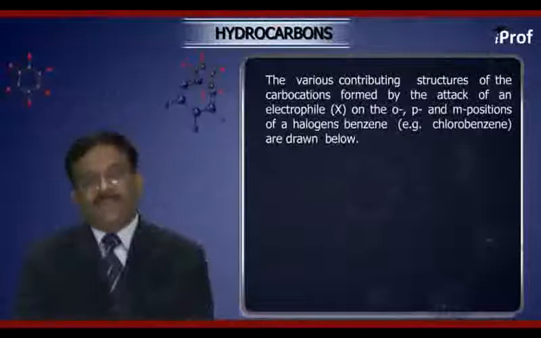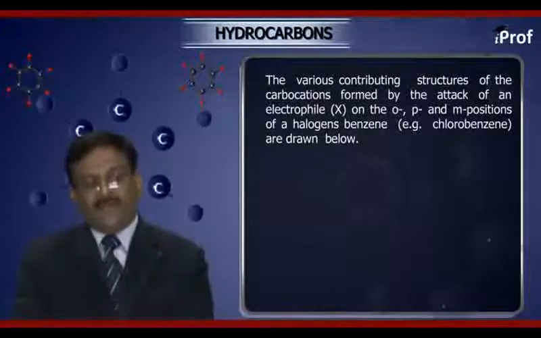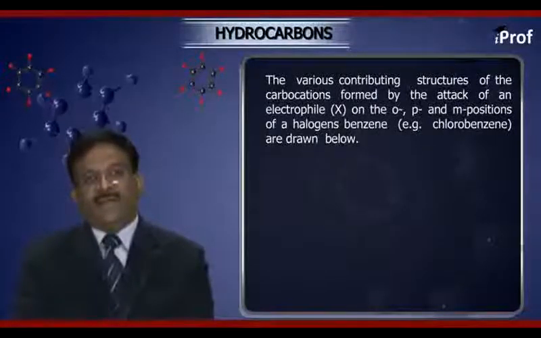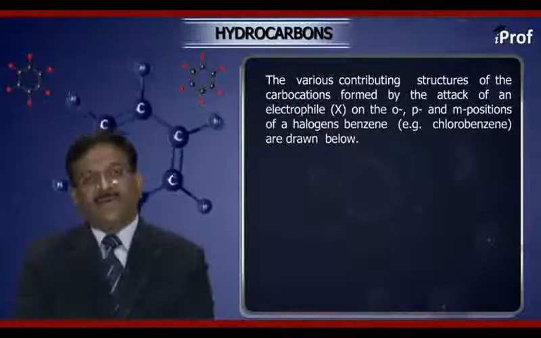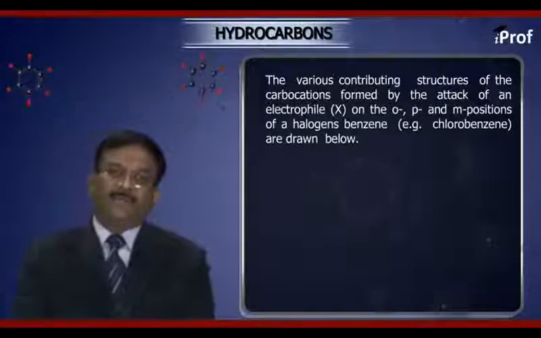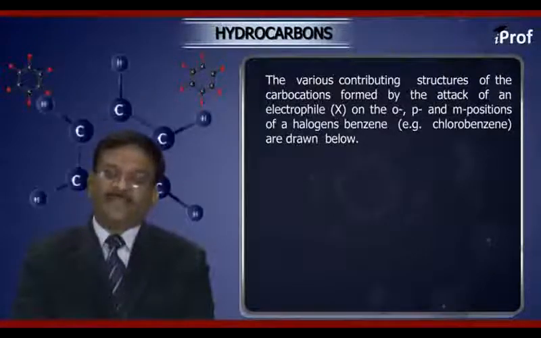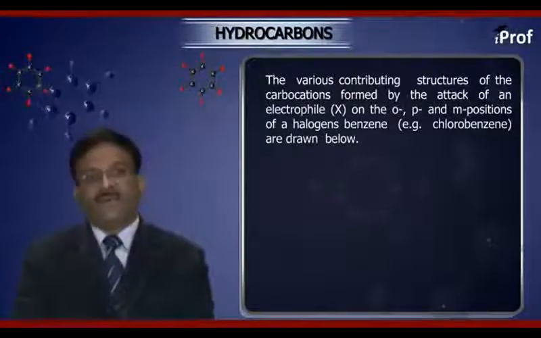The various contributing structures of the carbocation formed by the attack of an electrophile on the ortho, para and meta positions of a halogenobenzene are like this, that is, for chlorobenzene.